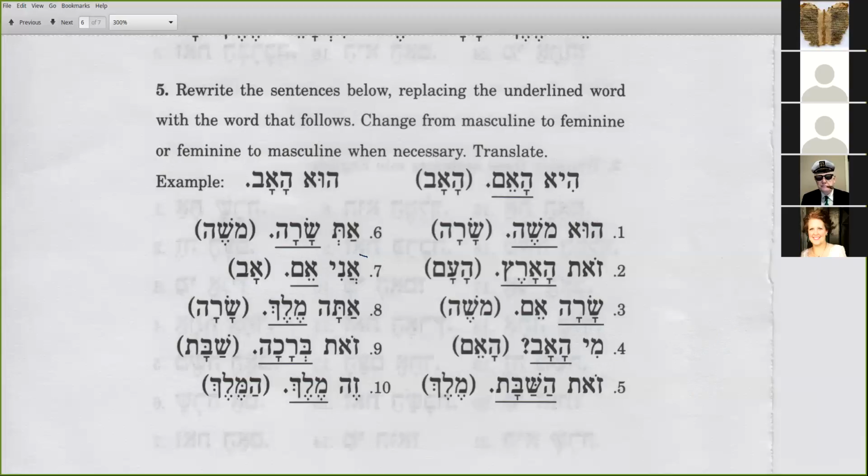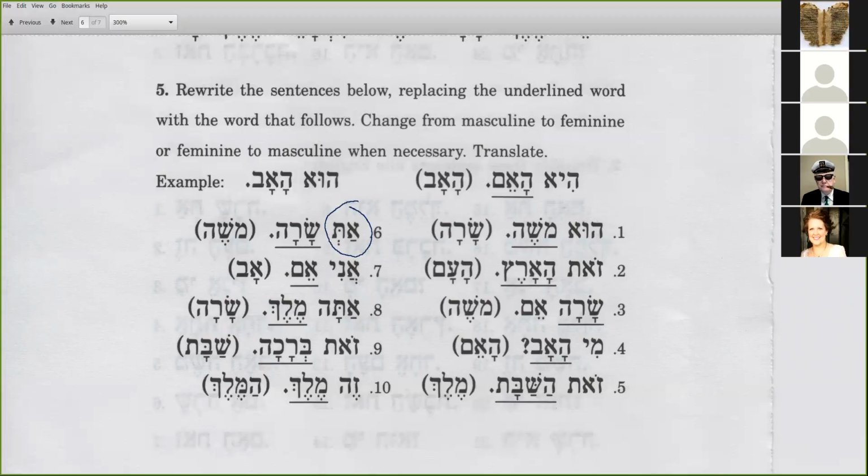All right, let's go to ata melech. You, masculine singular, you are king. So what happens when we get rid of melech? Sarah, you are Sarah. Can we still use ata? At. We have to use at. That's right. So in that case, it's going to be just like this. At.